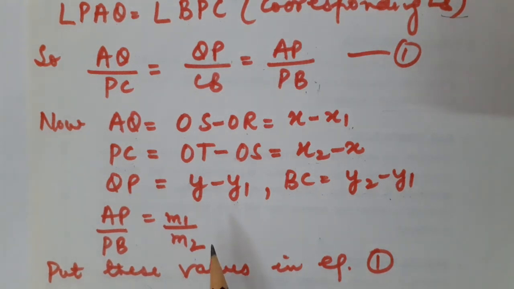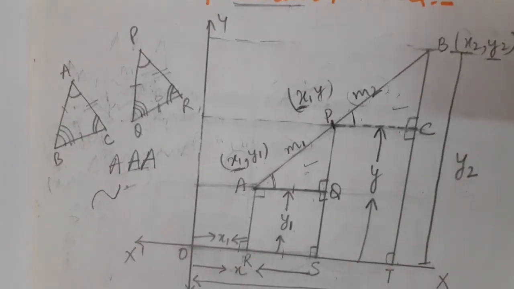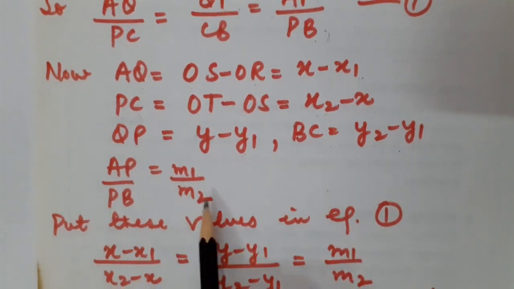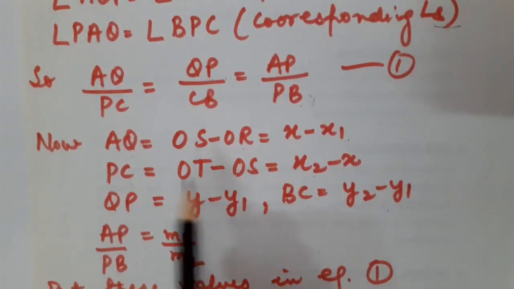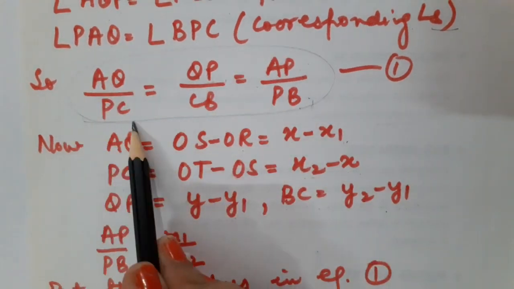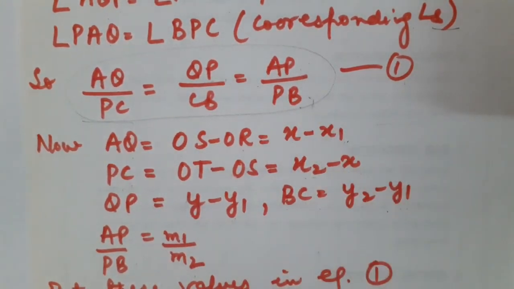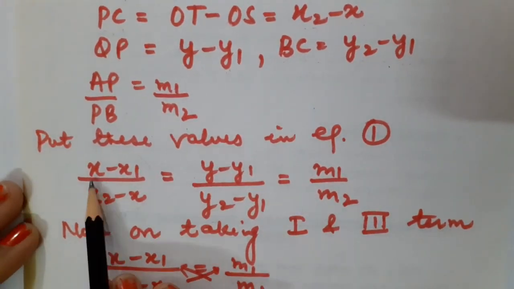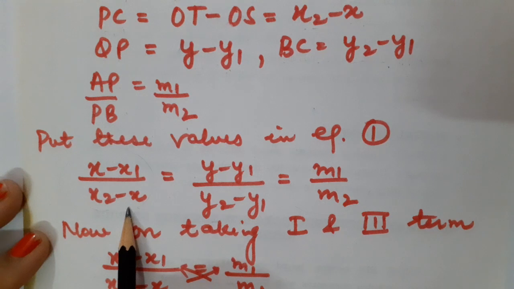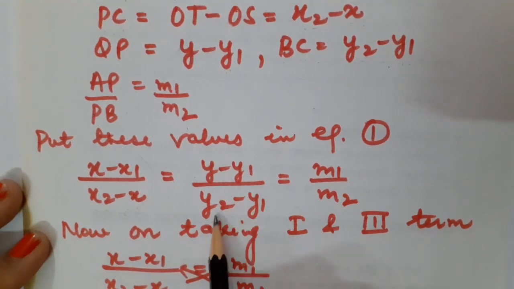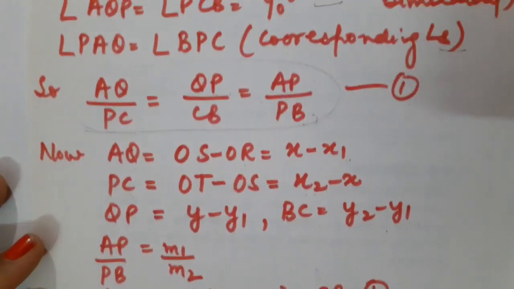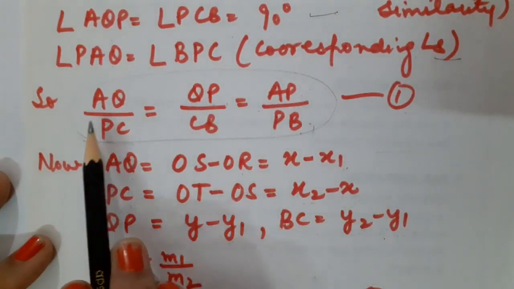Okay, children. And AP upon PB, just look at this diagram. AP upon PB is what? M1 upon M2. Okay. So this I have written as it is. Now these very values I am going to put in this corresponding sides ratio, which I considered as equation number 1. So put it in equation number 1. After putting it, I have got x minus x1 upon x2 minus x is equal to y minus y1 upon y2 minus y1 is equal to m1 upon m2. Fine. These are those very values, children, which I am going to just substitute over here.